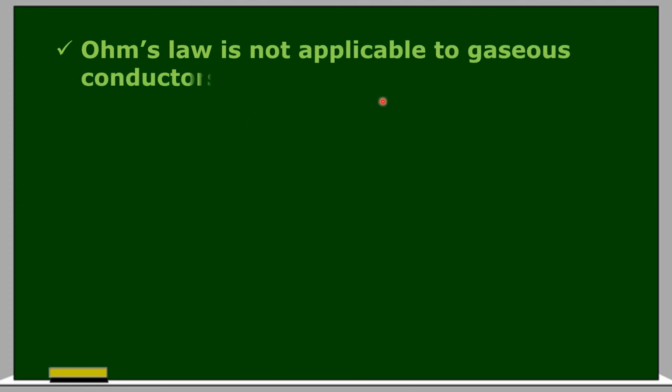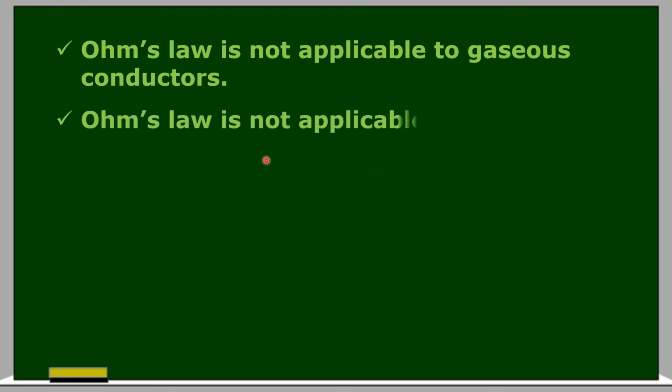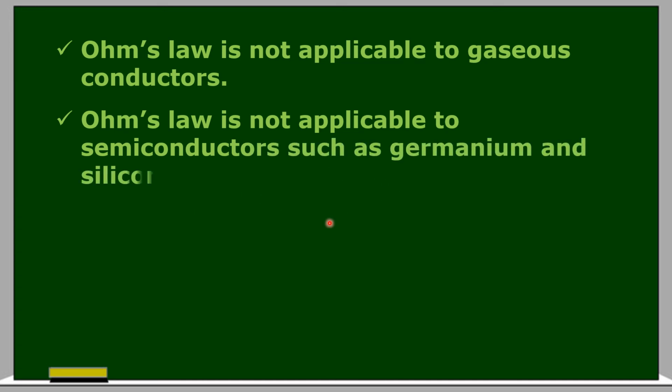And Ohm's law is not applicable to gaseous conductors, that is through discharge tubes. When current is passing through a discharge tube, Ohm's law is not valid. Ohm's law is also not applicable to semiconductors such as germanium and silicon.